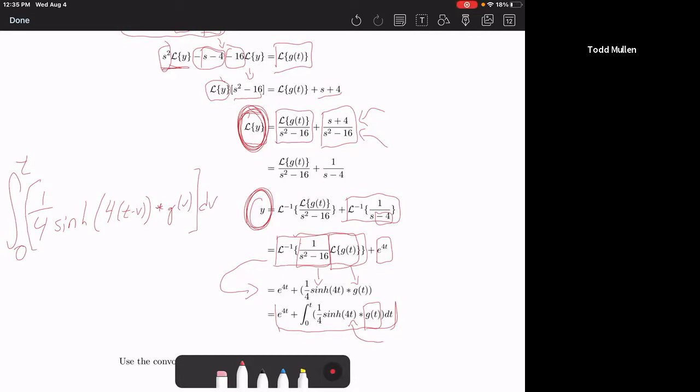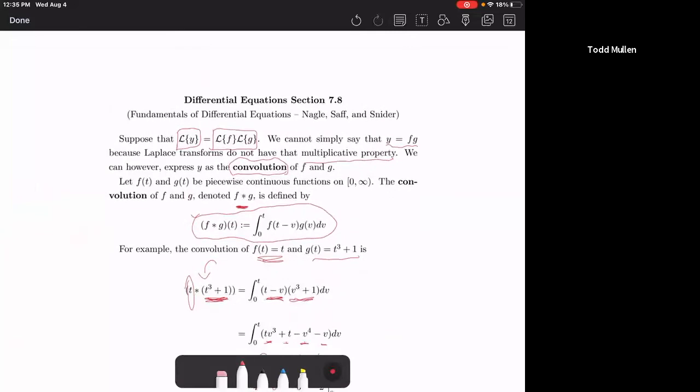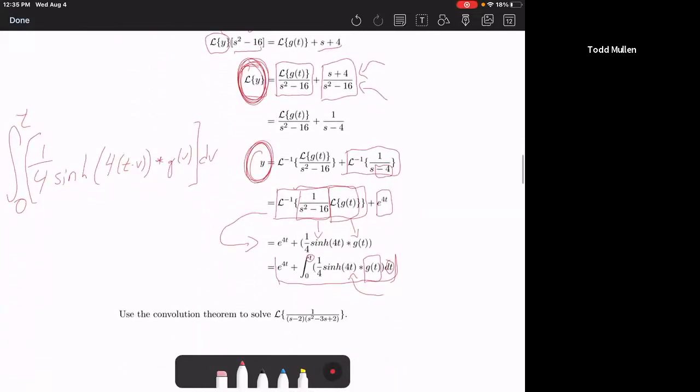Because it certainly doesn't make any sense to be integrating with respect to t when t is one of your bounds. And if we look back at our definition of convolution, we plug in dv, g of t, and f of t minus v. So that's where those values are coming from. So this is our actual final answer.